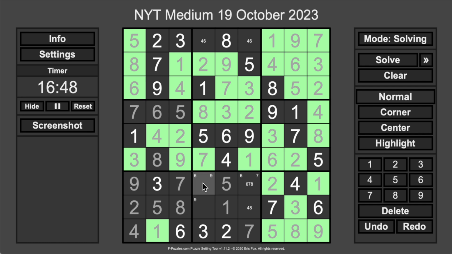Let's see, 9. Okay, column 4, I need 4, 6, and 9, and this one sees everything but 6. Means that isn't 6, and therefore that's a 9. 6, me 4, 6. That comes down here. Sure looks like an 8, and that's a 4.